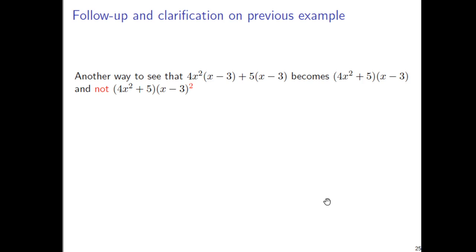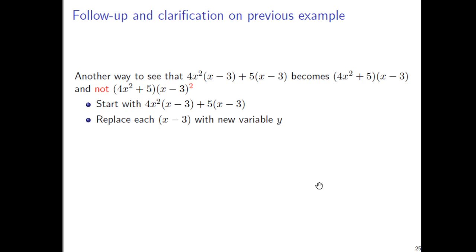If you would like to see this another way, let's clarify this by relating it to something we started this day's material with. Another way to see that there's no square on the x minus 3: putting a square is a mistake, that little 2 in red shouldn't be there. Just to fully convince you, how about we, for a moment, replace x minus 3 with a new variable called y. Then you'll have 4 times x squared times y plus 5 times y.